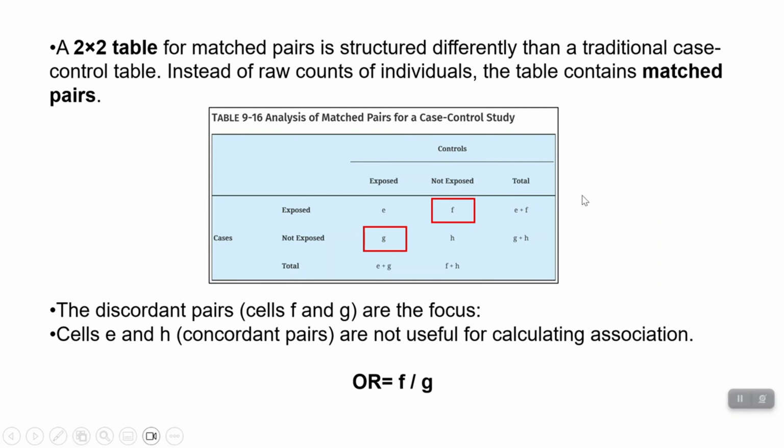So cell F includes pair where the case was exposed but the control was not, and cell G represents the control was exposed but the case was not. So both F and G are important because they show a difference in exposure between case and controls. So the other two cells, E and H, are concordant pairs, and both the case and controls were either exposed or unexposed. So these pairs do not contribute useful information when calculating the odds ratio because they don't show a difference in exposure between case and controls. So to estimate the odds ratio in this design, we use only the discordant pairs and apply the simple formula F divided by G. So that gives us the odds ratio.